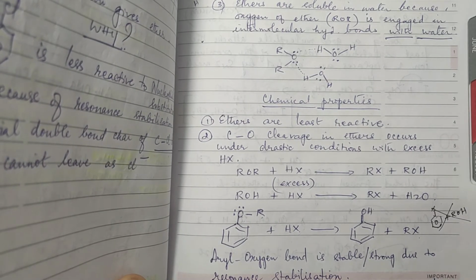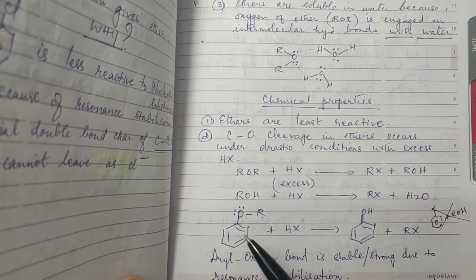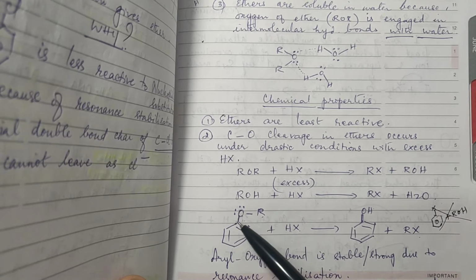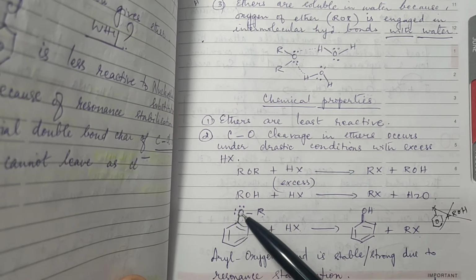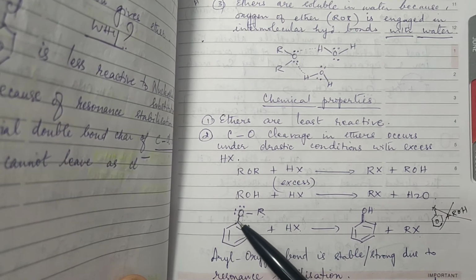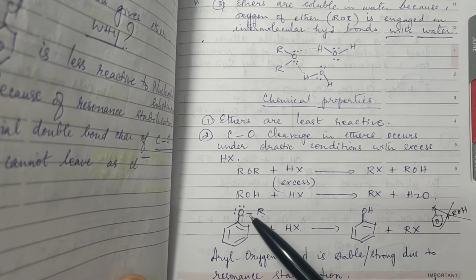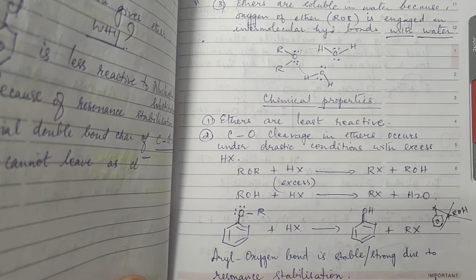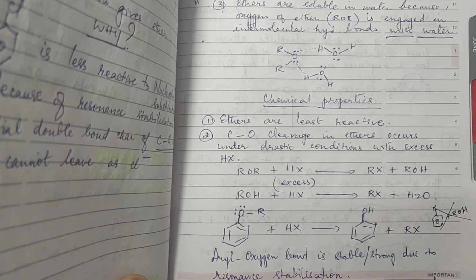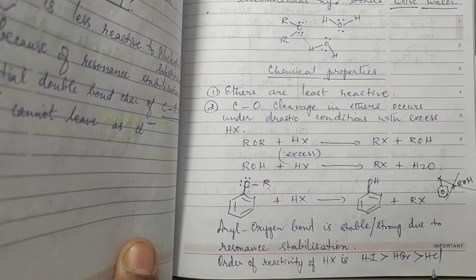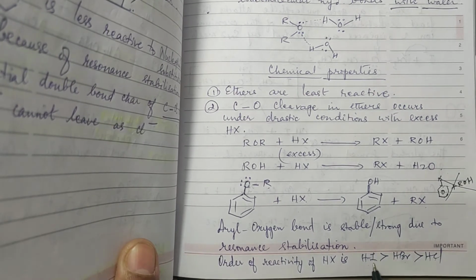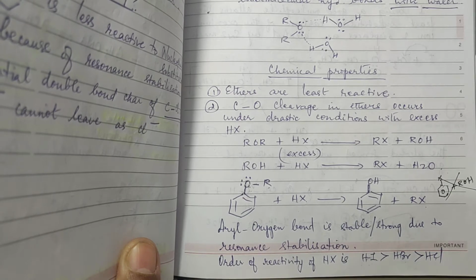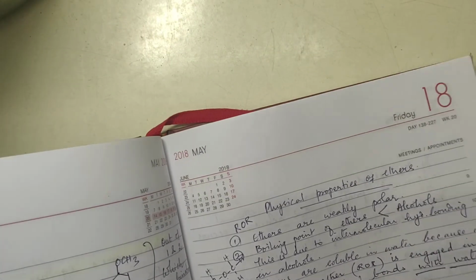Okay? Why? Because this aryl oxygen bond is stable due to resonance stabilization. There is partial double bond character here, so this is highly stable. So this bond will never break. It is only this bond that will break. And the order of reactivity of HX is also HI greater than HBr greater than HCl. That is because in the case of HI, the bond dissociation energy is less due to the bigger size of iodine.